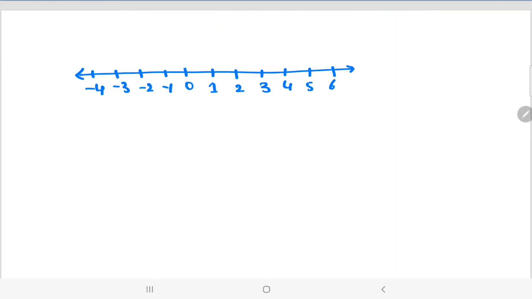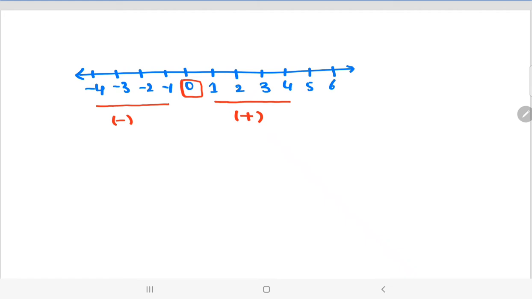So students, now let us see how to represent integers on a number line. As you are seeing here, we will represent integers like this on a number line. So on the left hand side, you will have the negative integers. On the right hand side, you will have the positive integers, and in between them you will have 0.